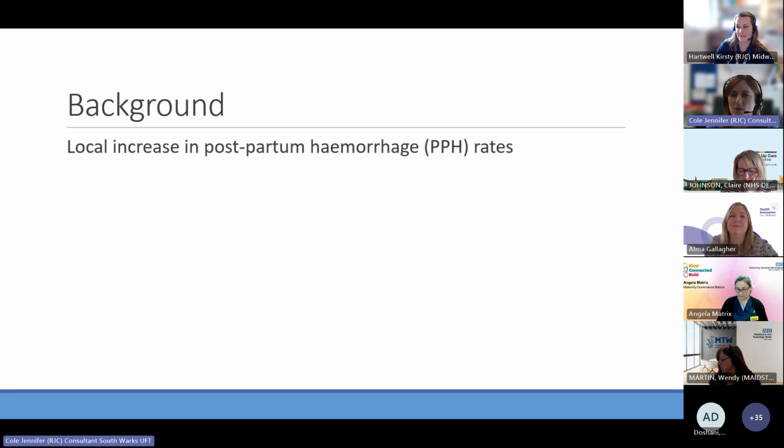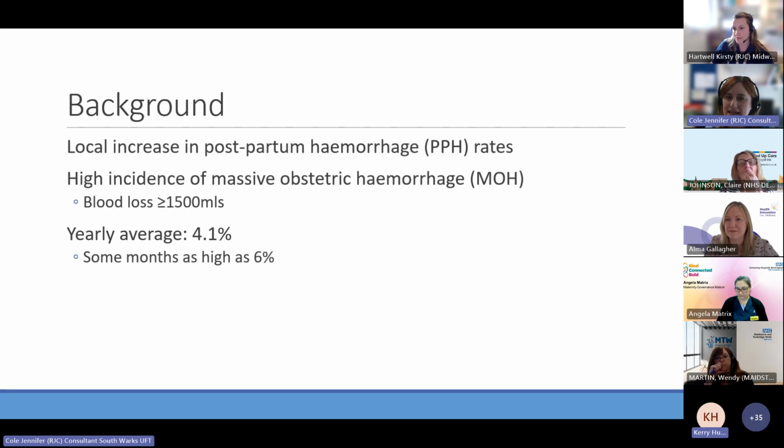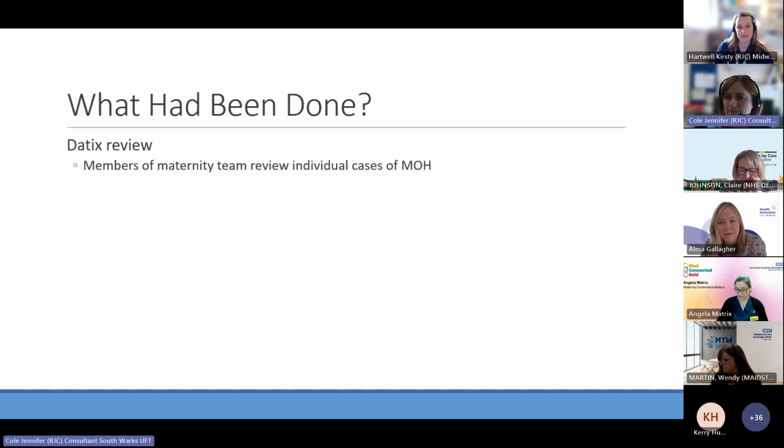So really this QI project came into being due to a local increase in our postpartum hemorrhage rates. In particular, we were seeing a very high instance of massive obstetric hemorrhage rates. I'm sure everyone here knows the definitions, but that's looking at postpartum blood loss of 1,500 mls or more. We were seeing yearly averages of around 4%, so higher than we were expecting. And some months we were having as high as a 6% massive obstetric hemorrhage rate, which was becoming quite a concern for us.